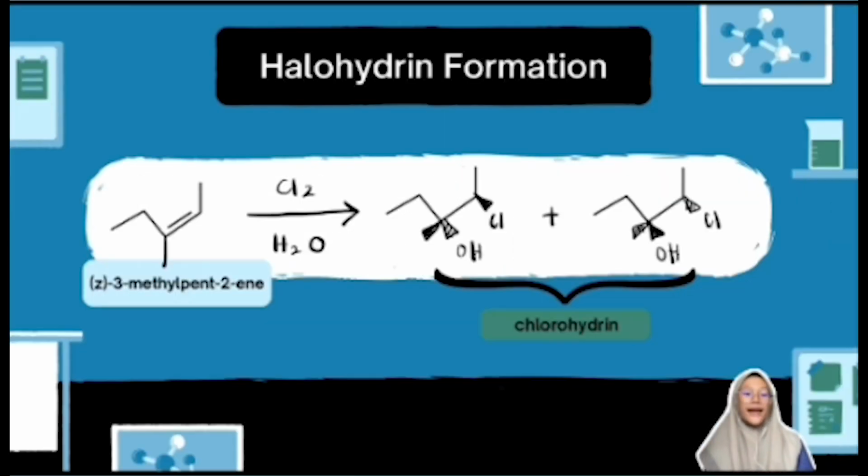water. As you guys can see, when Z-3-methylpent-2-ene reacts with chlorine in a solvent like water, which is also a nucleophile, we will get chlorohydrine as our final product. So I'm going to explain to you how we will get this final product.